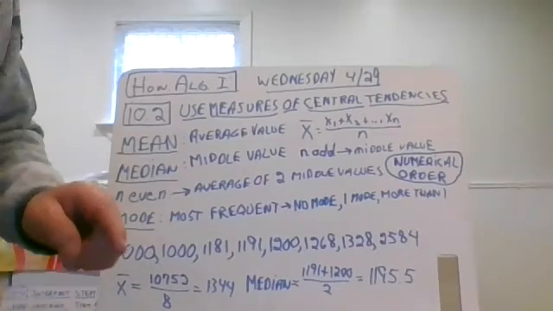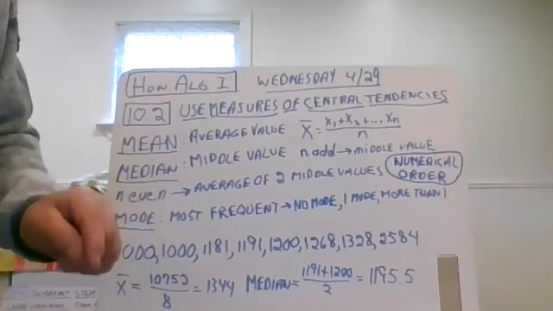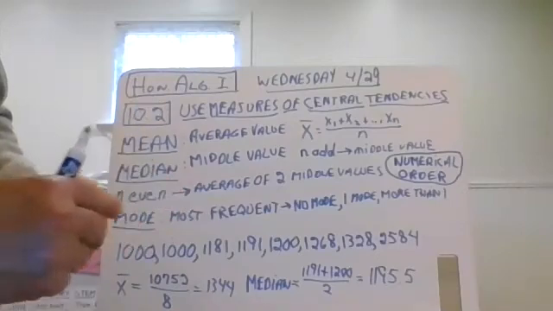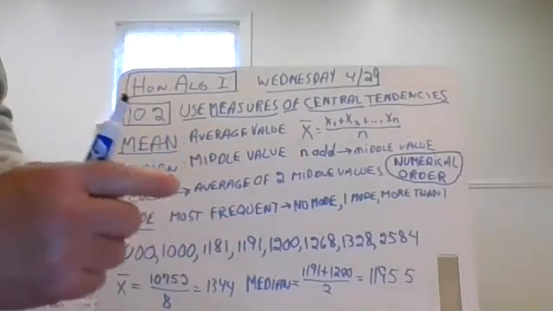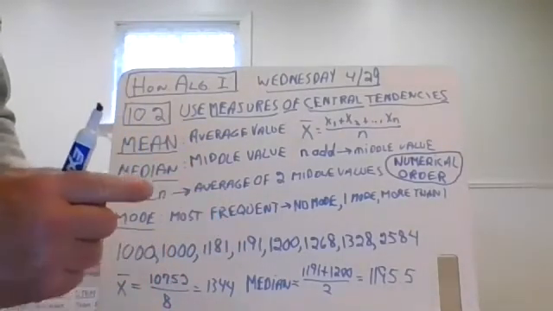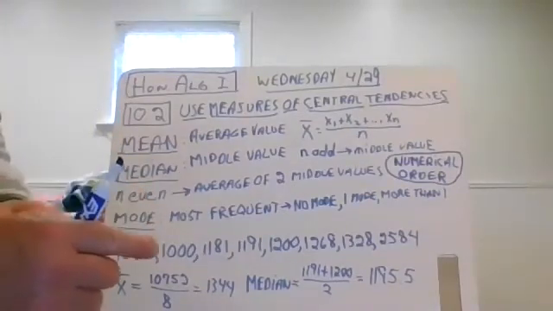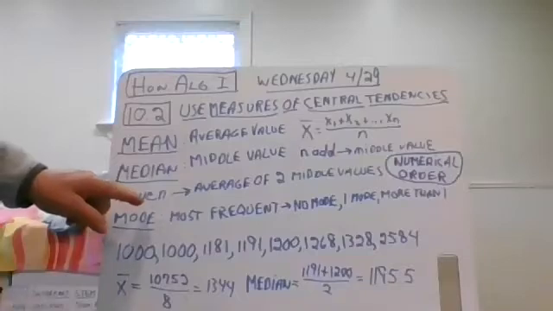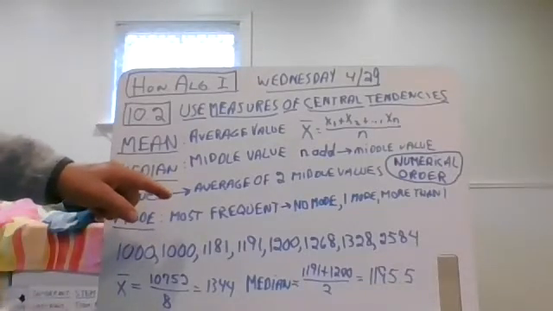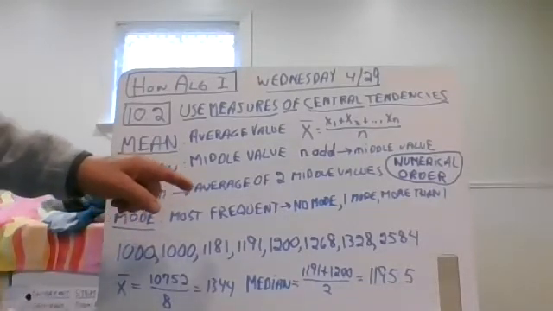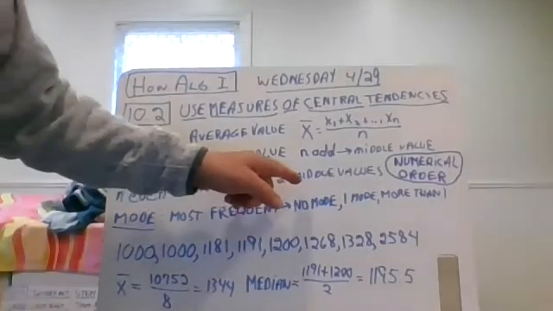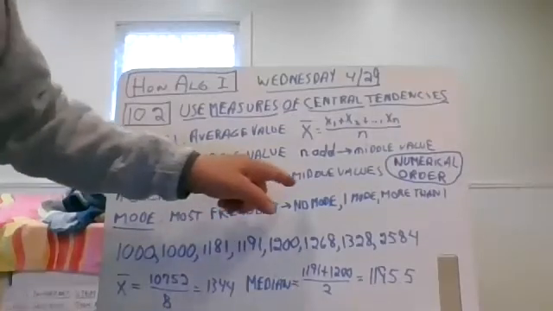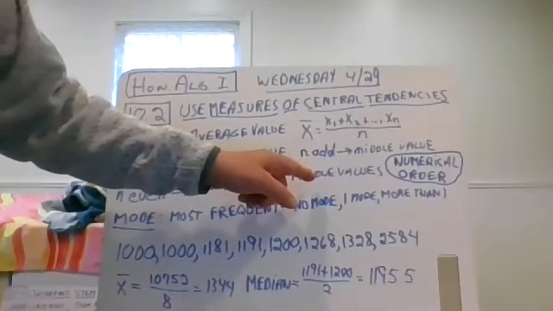You can't compute a median if the numbers are not in order. So line them up from least to greatest, count how many items you have. If you have an odd number of items, there will be a middle value. That's your median. Now, if n is even, if you had an even number of items, then you take the 2 middle values and you take the average of those 2 middle values.